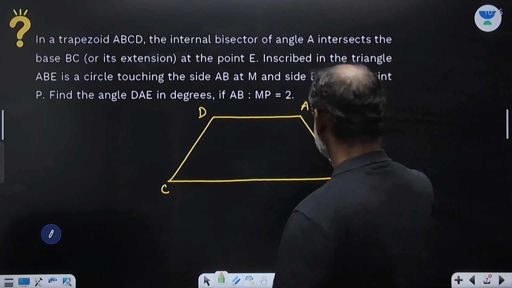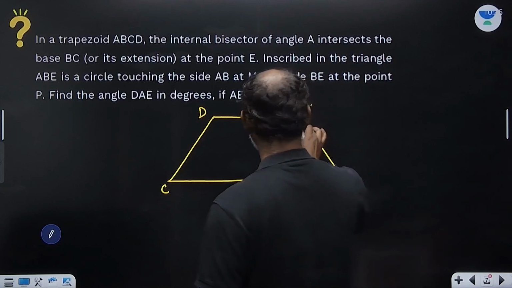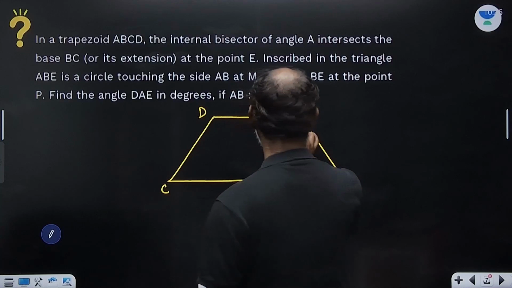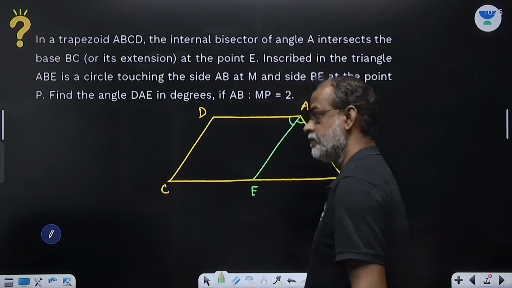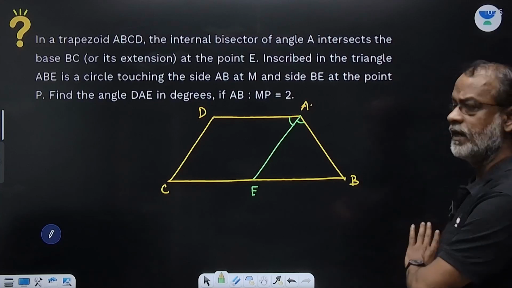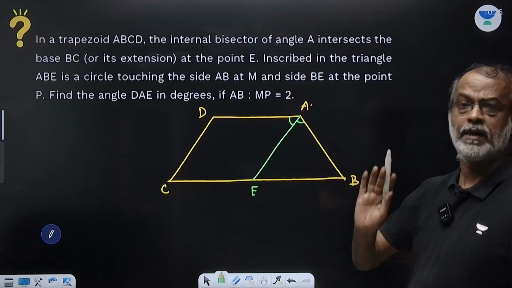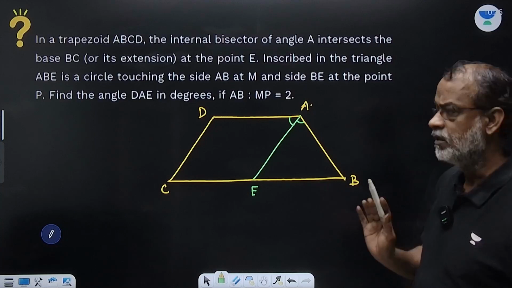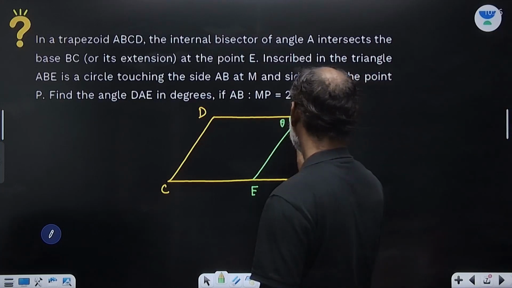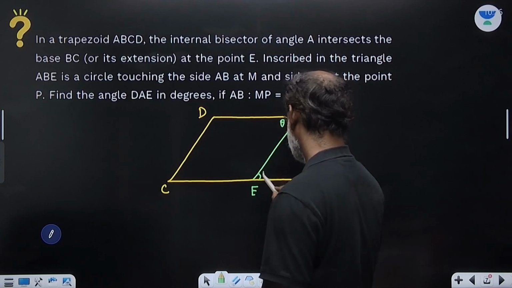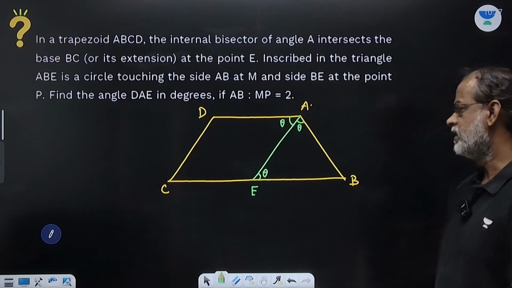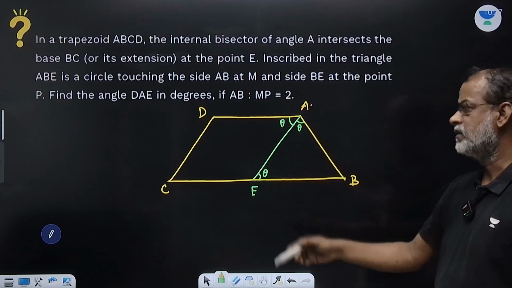Now, you are drawing bisector of angle A. These two angles are equal. Okay. This is the figure that we have drawn. It could be outside, but I think it is, but it will not. It is not going to change the overall scenario. So, if this is theta, this is also theta, this is also theta. We have to find angle DAE, that is whatever angle you say, this angle or this angle.